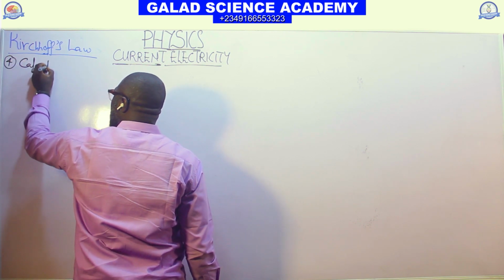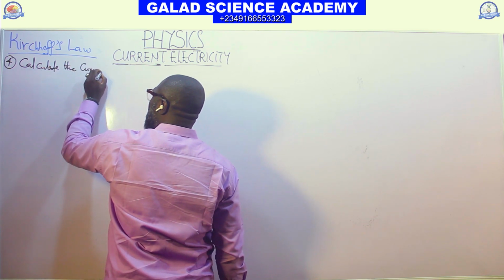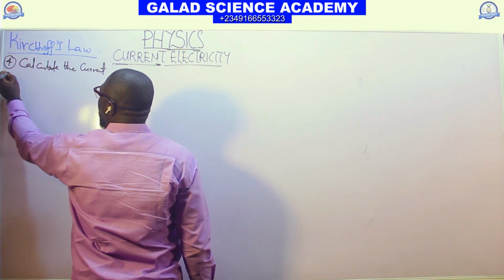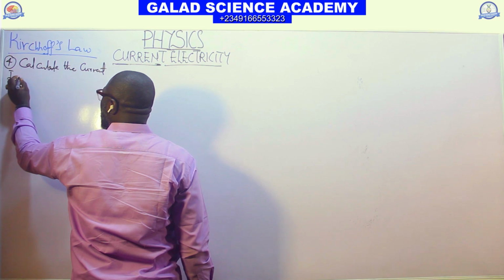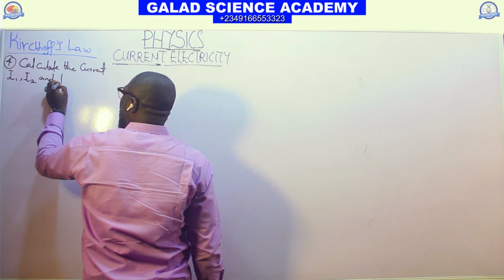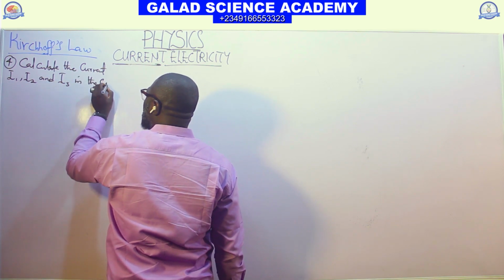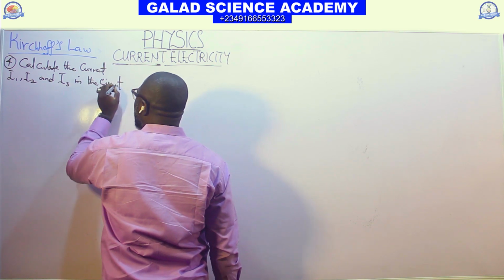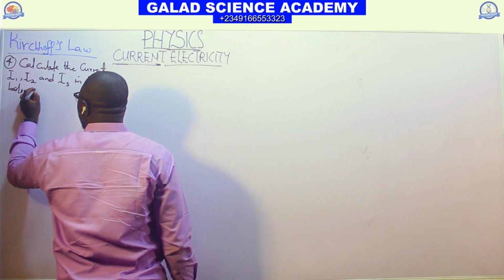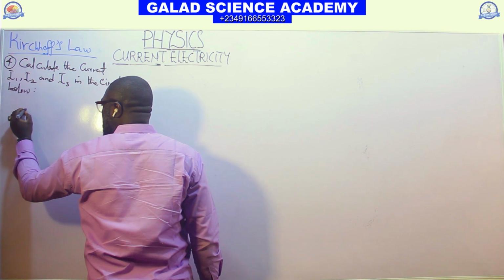Calculate the current I1, I2, and I3 in the circuit below. Look at the circuits.